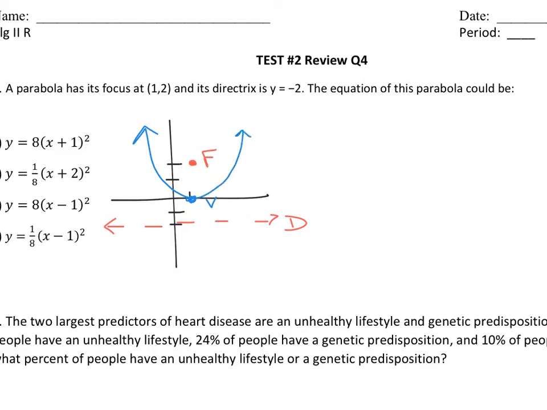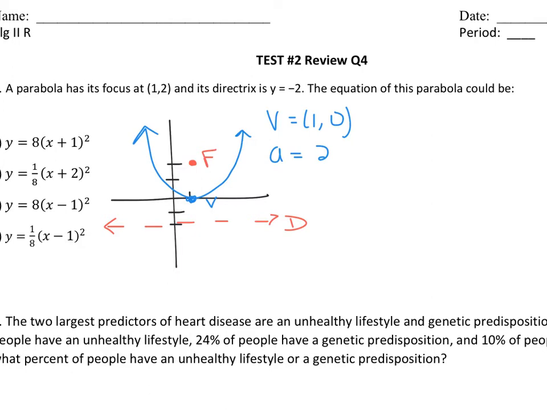So there's a few things I want to pull from this picture. My vertex value, which is 1, 0, and my A value, which is 2. The A value, remember, is your distance between your focus and vertex or your vertex and directrix. They are the same distance because they're halfway, the vertex is halfway in between them.